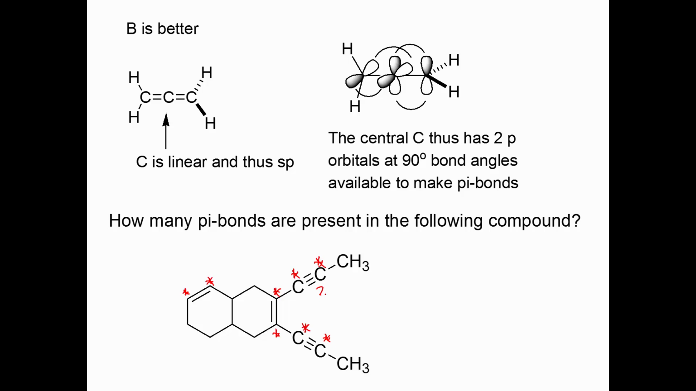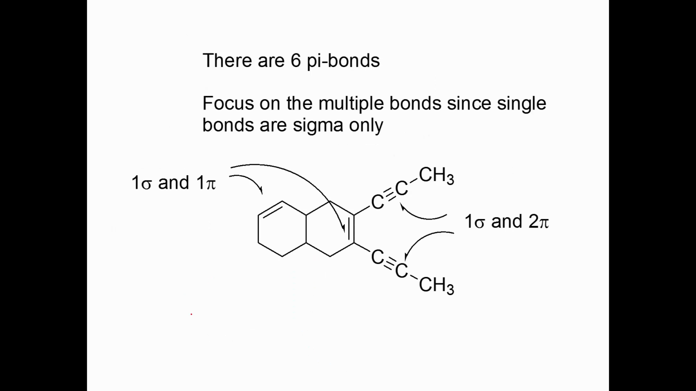All right, there's 2 in an alkyne, or in the carbon-carbon triple bond. It's 1 sigma and 2 pi. There's 1 there. 2 plus 2 plus 1 plus 1 equals 6. There are 6 pi bonds. The double bonds consist of a sigma and a pi bond, and the triple bonds consist of a sigma bond and 2 pi bonds, and we add all the pi bonds together. We come up with the number 6.